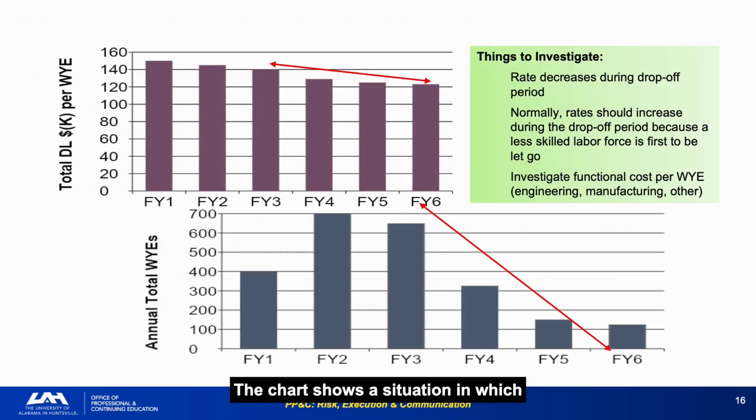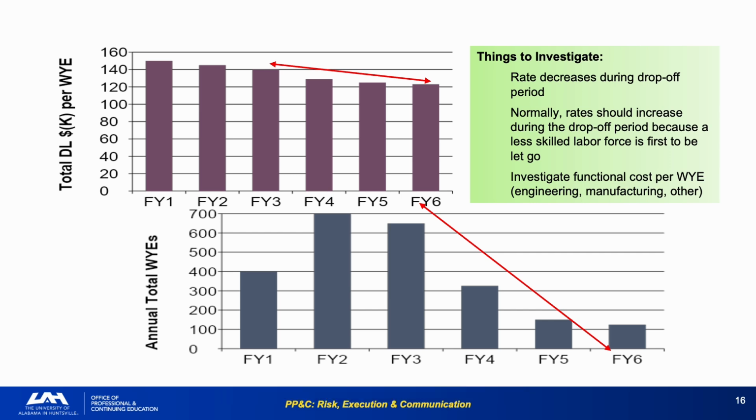The chart shows a situation in which the $/WY rate decreases during a drop-off period, violating the expected pattern and warranting an investigation into who is being released and at what seniority level. Normally, rates should increase during drop-off because junior workers leave first. If rates are decreasing during drop-off, it means either that senior people are leaving first or that the workforce composition is changing in an unexpected way.